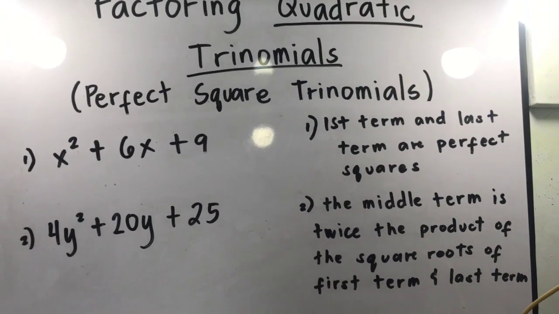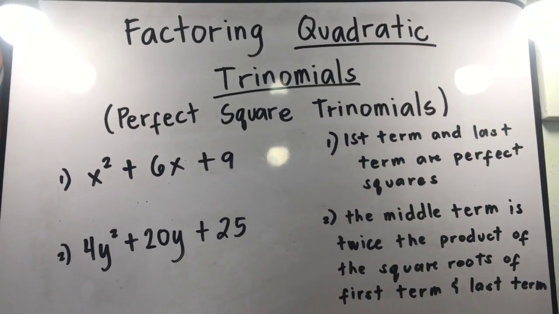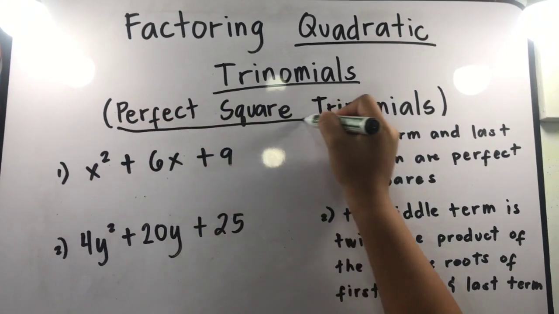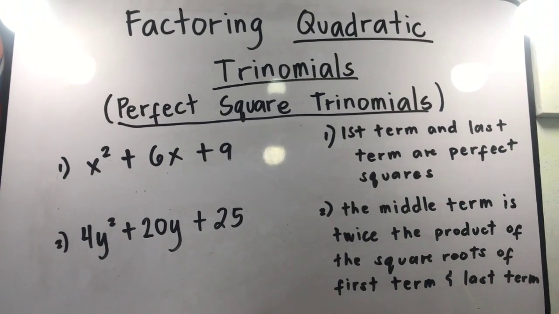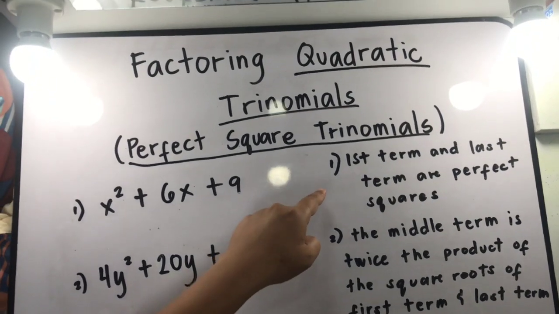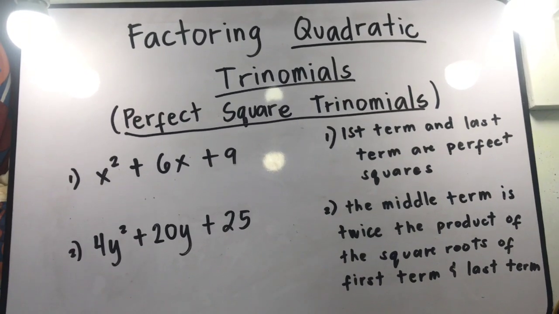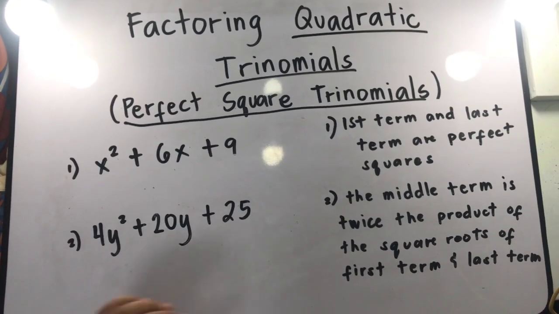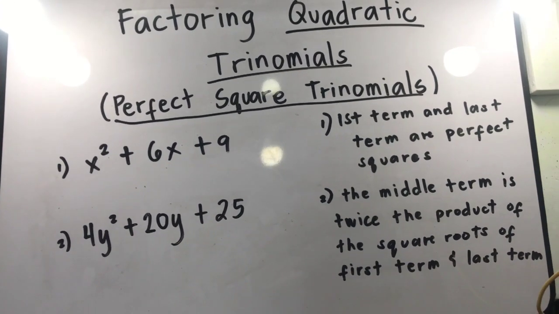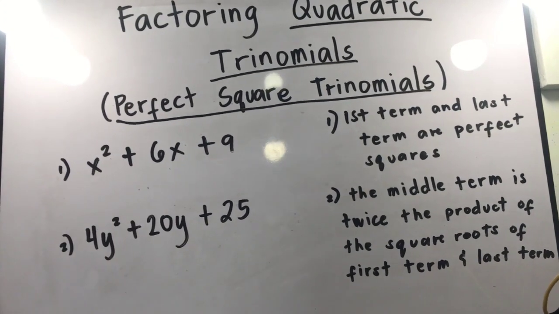So we are done identifying if the given is a quadratic trinomials. Ngayon naman, identify naman natin kung yung given quadratic trinomials ay isang perfect square trinomial. Now, in order to determine if the given is a perfect square trinomial, ito yung mga conditions. The first one is that the first term and the last term are perfect squares. The second one is the middle term is twice the product of the square roots of the first term and last term. So let us check these examples.